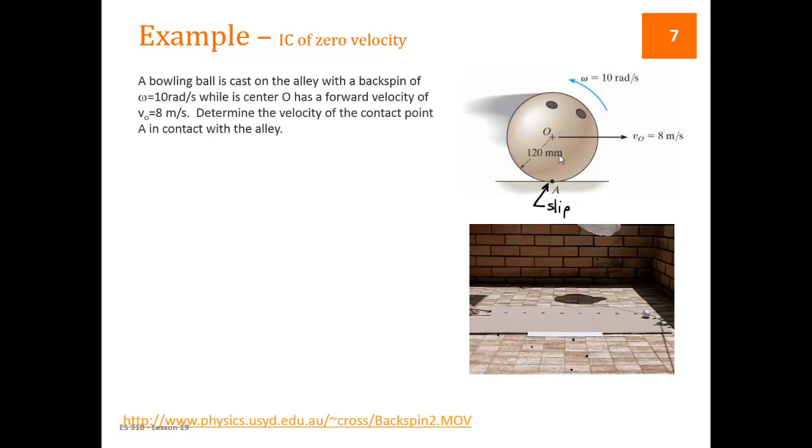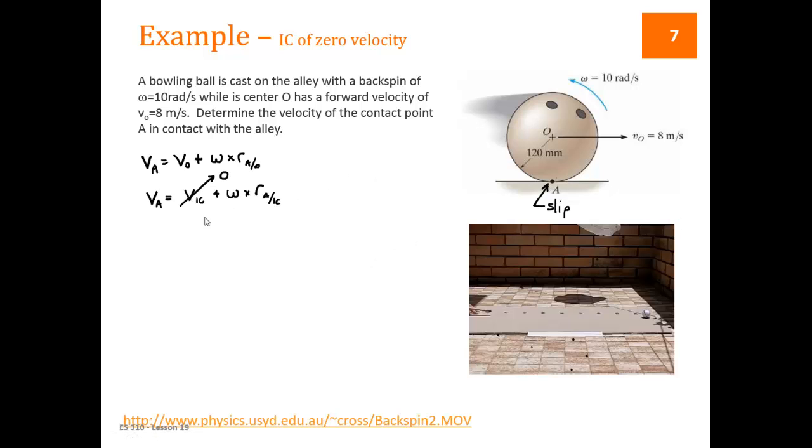One way we could do this is to write VA is equal to VO plus omega crossed with RAO. This is not using instantaneous centers of zero velocity, however. So let's try to figure out how we could do this with an instantaneous center of zero velocity. In that case, the equation would be VA is equal to VIC plus omega crossed with RA with respect to IC. The whole point is VIC is 0.